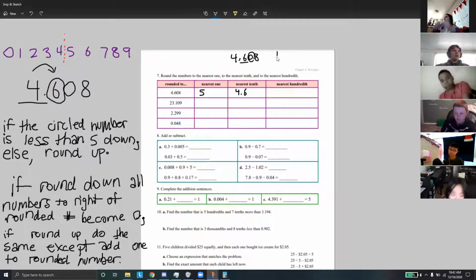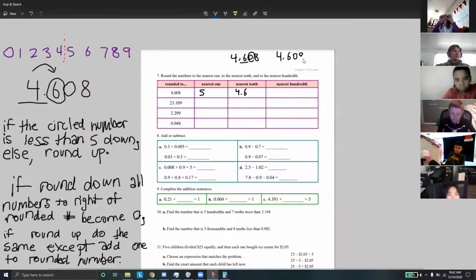And then the nearest hundredth, 4.608. So we look at the 100th, and then look at the number to the right, the 8. That's 5 or more, so that's going to become a 1, 4.61, and everything to the right becomes a 0.